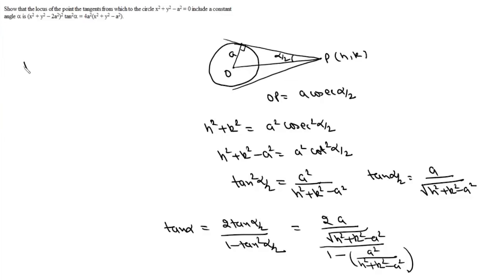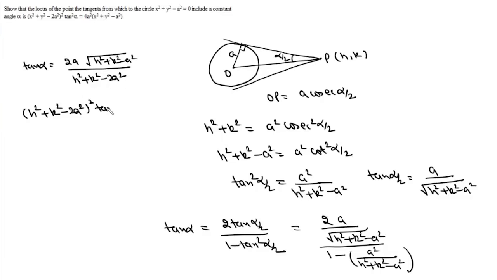Now we can write this as tan alpha, and here under root h square plus k square minus a square will cancel, so it will be this 2a into under root of h square plus k square minus a square upon, and here will be this h square plus k square minus 2a square. Now we square everything, we can write this as h square plus k square minus 2a square whole square into tan square alpha, and there will be 4a square into h square plus k square minus a square.